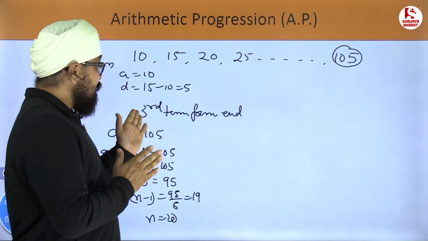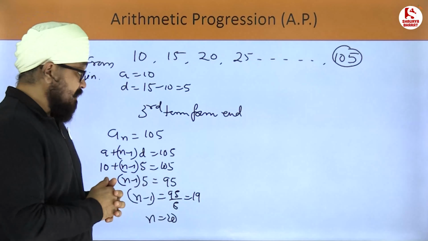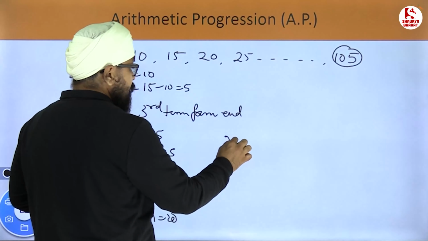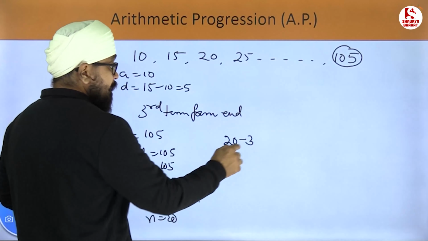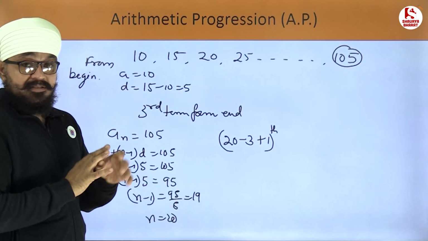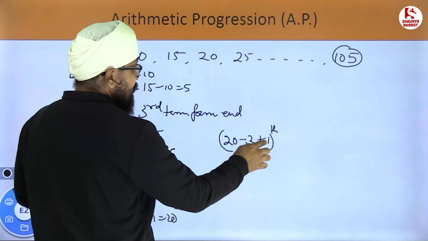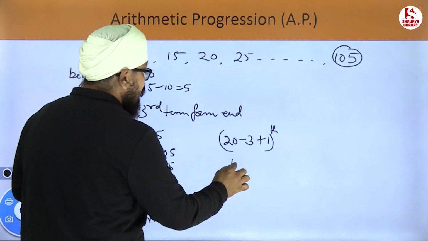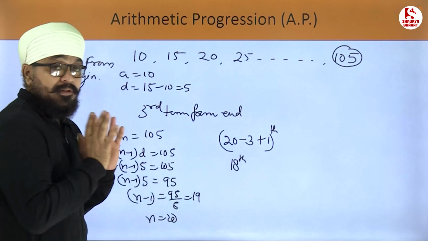Now, we want to find the third term from the end. This means the formula will say: the number of terms, 20, minus the third term from the end, plus 1, gives the term from the beginning. That means the third term from the end is actually 20 minus 3, which is 17, plus 1. It is the 18th term from the beginning.